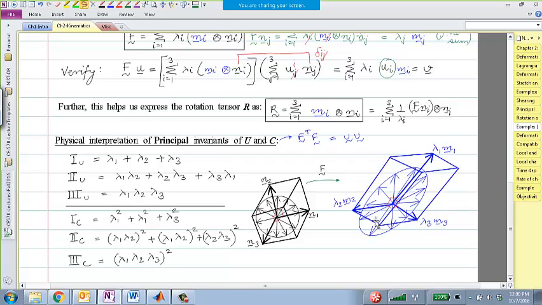So let me ask you this. The first principal invariant of the C tensor would be lambda 1 square plus lambda 2 square plus lambda 3 square. I hope you all agree that this would be the first principal invariant, because lambda 1 square is the first eigenvalue of C, lambda 2 square the second eigenvalue, lambda 3 square is the third eigenvalue of C. What does this quantity physically represent? Lambda 1 square plus lambda 2 square plus lambda 3 square, given that this is a cuboid of sides lambda 1, lambda 2, and lambda 3.